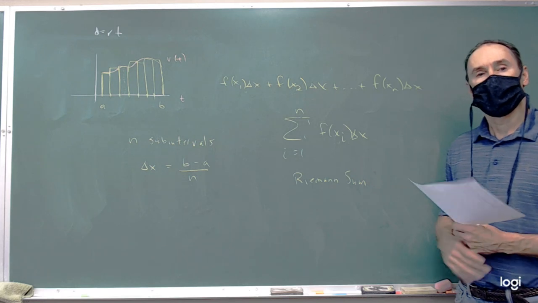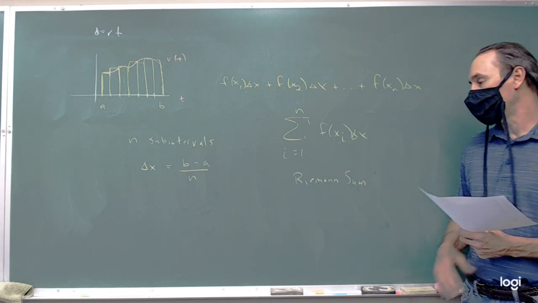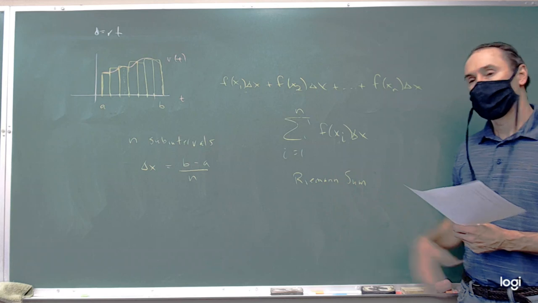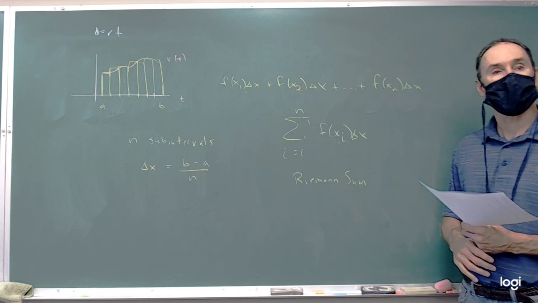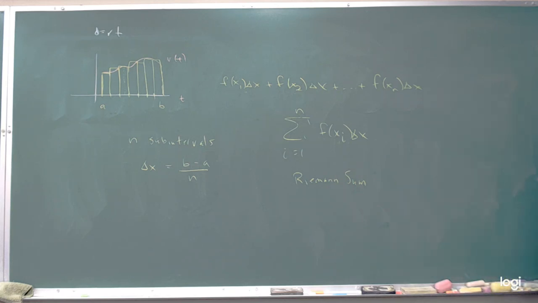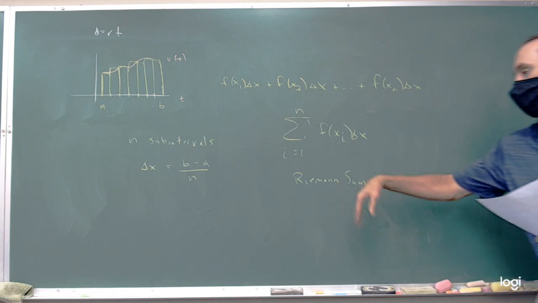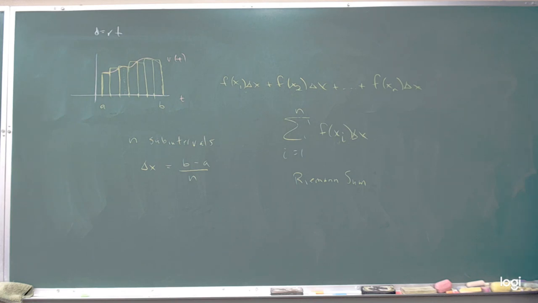They will test that at least once every 3 years, but it's pretty much a lock. You're going to see some kind of a Riemann sum problem, either in a multiple choice or possibly as part of a free response question. You just see them all the time, every year. So that's the name of Riemann, a Swiss mathematician back in the day of Leibniz and Newton. Okay.